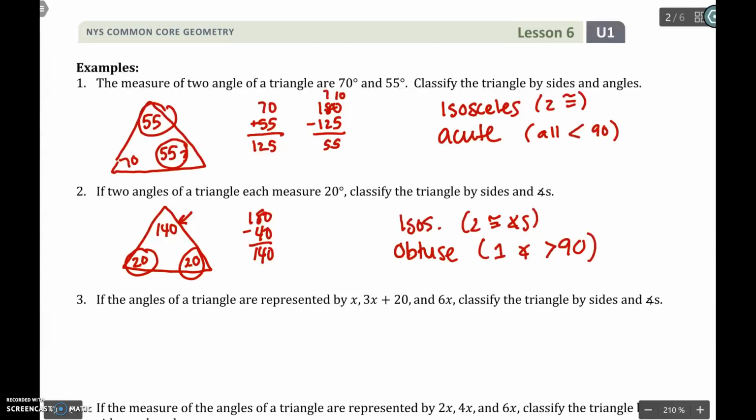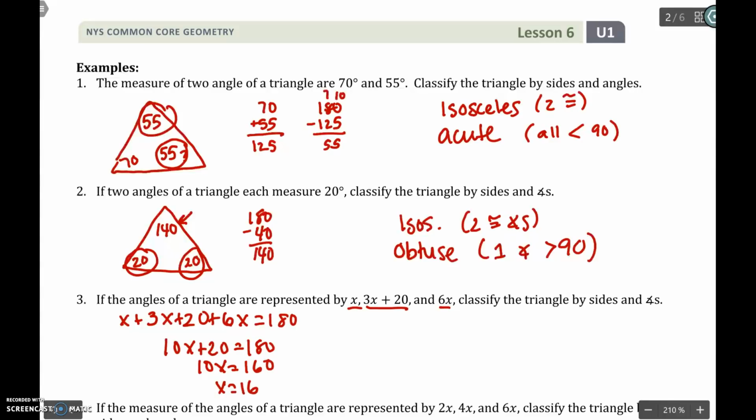Okay, number 3. We have the 3 angles of a triangle in expressions this time, and we need to be able to classify. So just like the others, we know that the sum of all three angles has to be 180, so if you add them together and solve, you're going to combine your like terms and get 10x plus 20 equals 180. Subtract your 20 from both sides, and then divide by 10, and then substitute back in.